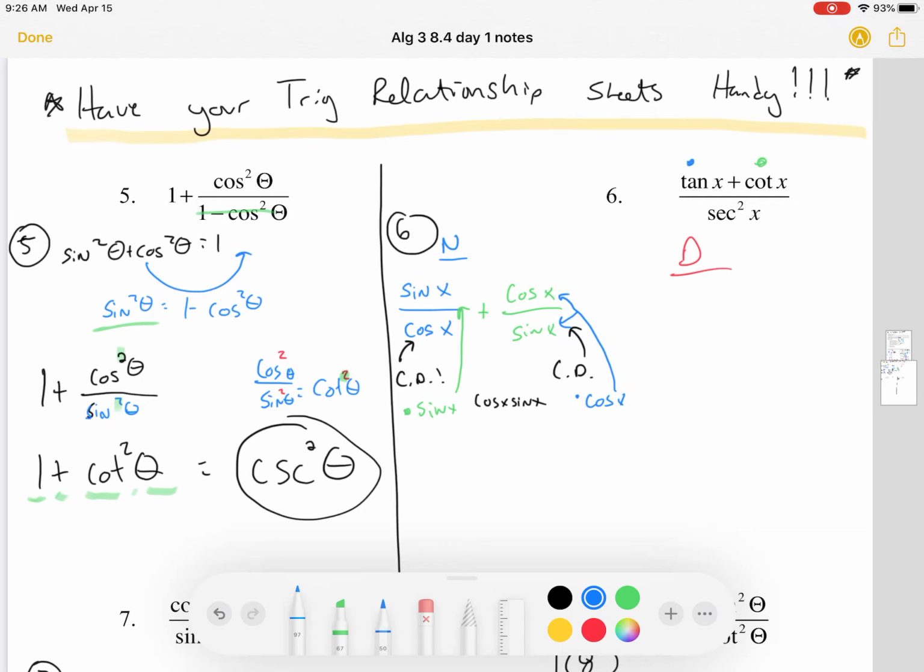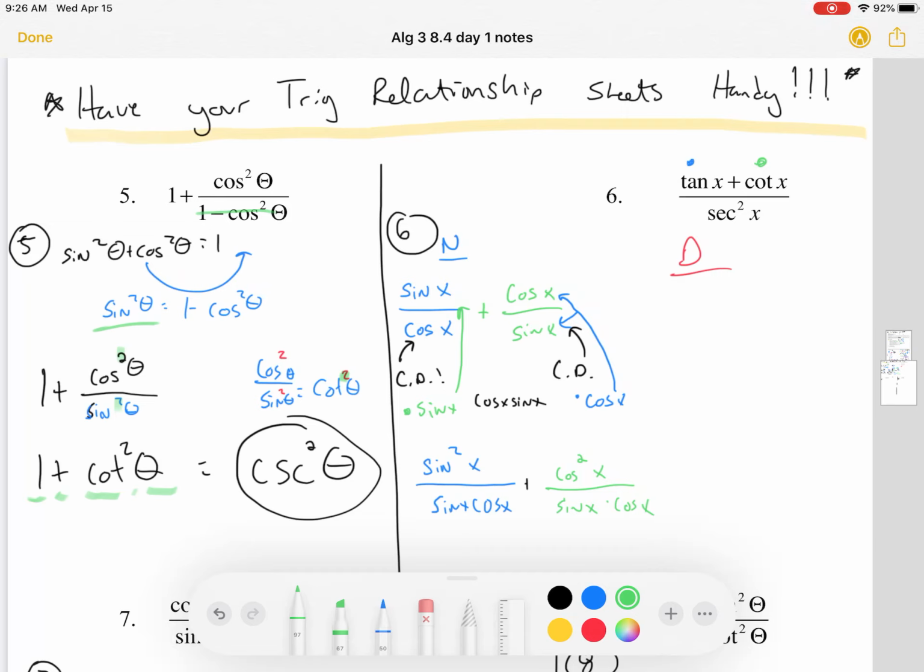Okay, so if I multiply the blue one, top and bottom, by sine of x, I would get sine squared x over sine of x cosine of x, plus, if I do the green one times cosine of x, I would get cosine squared of x over sine of x times cosine of x.